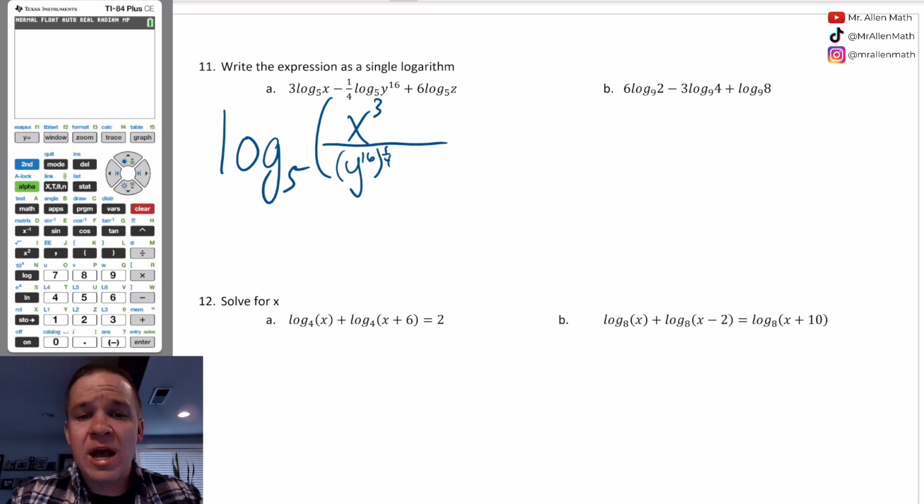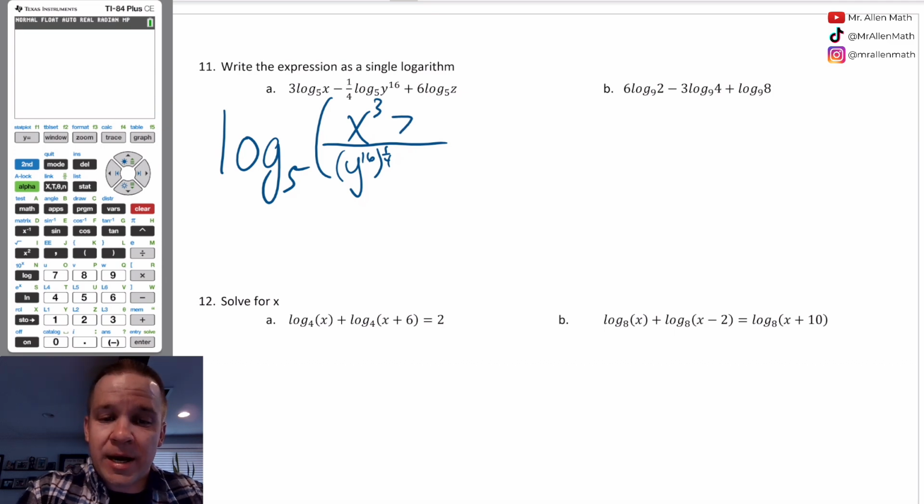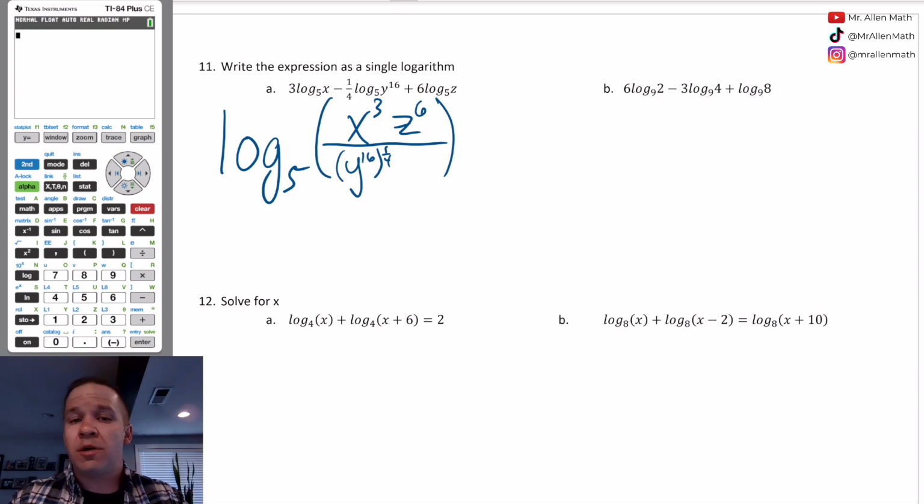And then the last one, I have positive, so plus 6 log base 5 of z. That's going to go up as an exponent, so z to the 6th. And since that is positive, that is going to be z to the 6th up here. All right. If it was subtraction, it would go to the denominator.